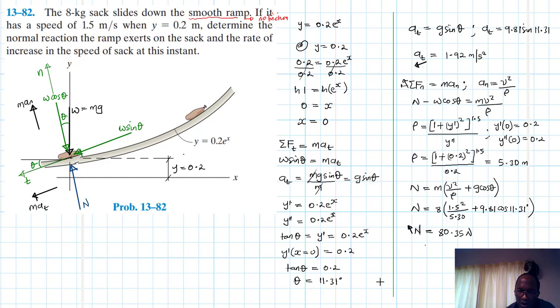Right, let me again calculate it. 1.5 squared divided by 5.3 plus 9.81 cos 11.31, everything times 8. Okay, I guess this is really about it. We found the acceleration. We've also found the normal force.